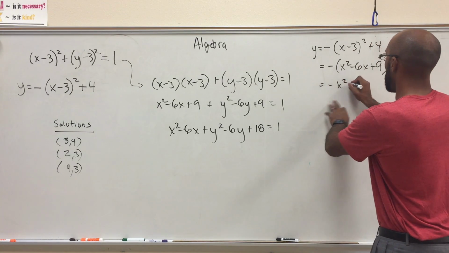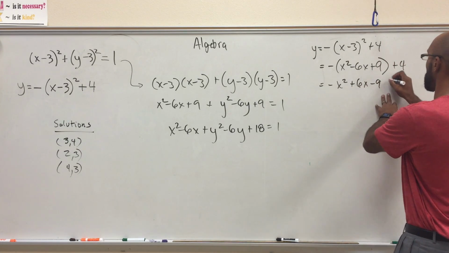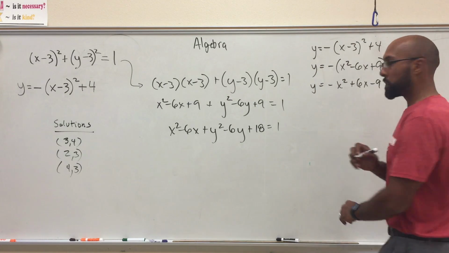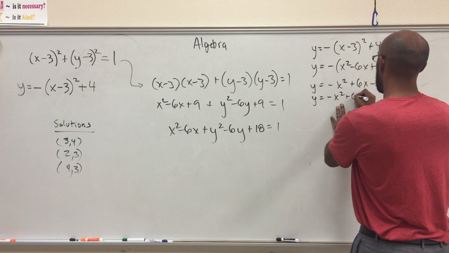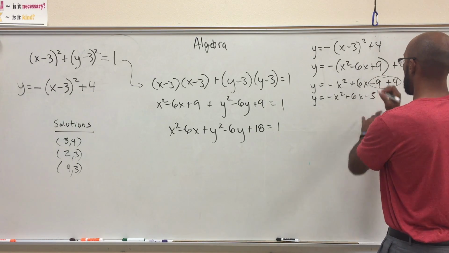Now we'll distribute the minus. Okay, so these all change signs. It becomes plus, this becomes minus. Then I have plus 4. Don't forget the y, like I almost did. All right, so now y equals negative x squared plus 6x, negative 9 and 4 minus 5.